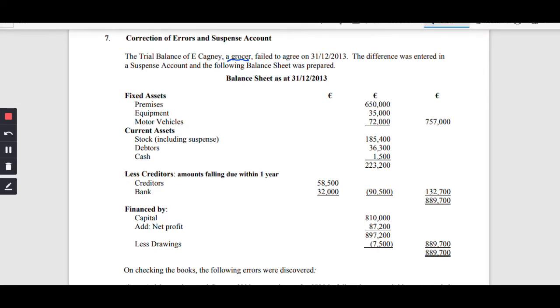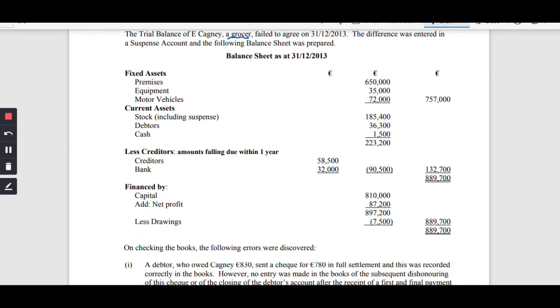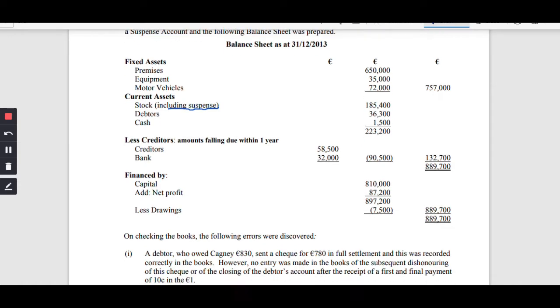With all questions, this is a 100-mark question. You're given a balance sheet. Be aware of where the suspense account lies. In this case, it is the stock current asset, including suspense. So when we work out the suspense account, we will adjust this figure, the stock figure. You will base your balance sheet later on this, but we'll make a few adjustments.